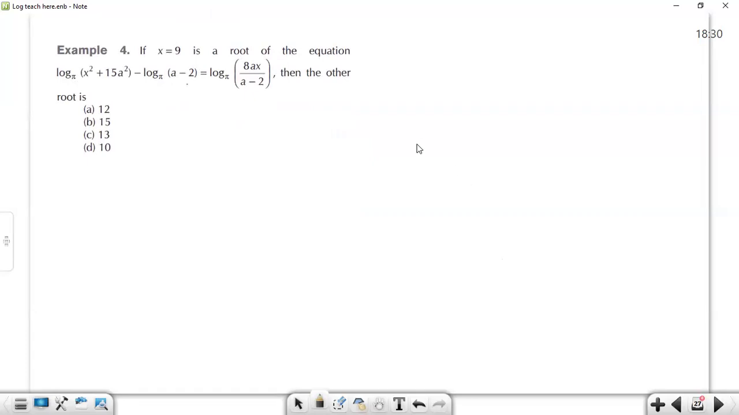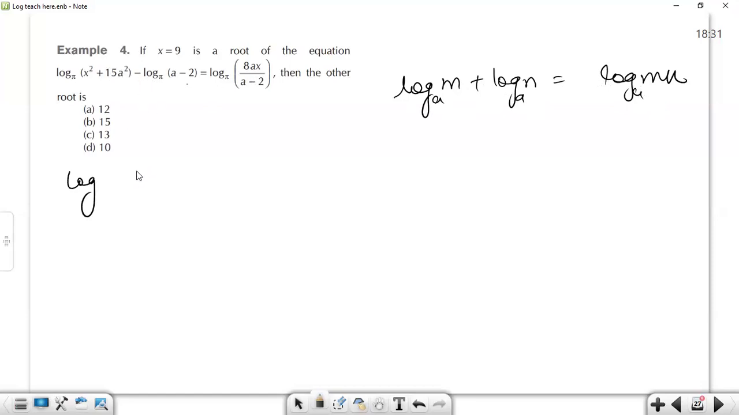Like for these properties, when we are writing logarithm of m plus logarithm of n, this will make logarithm of mn. For these two, there should be a common base all over. So here is a common base, that's pi, so not a problem. If it is in subtraction, then it will get divided, to the base pi.